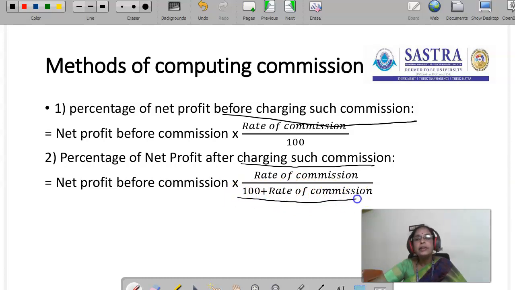Why have we included the rate of commission with 100? Because in this case net profit includes the commission, and so we have to use this formula in the problem. If it is given commission percentage of net profit, suppose 10% of net profit after charging commission, in that case we have to use this formula. If it is 10% of net profit before such commission, in that case we have to use the other formula. So there are two methods to calculate the commission.